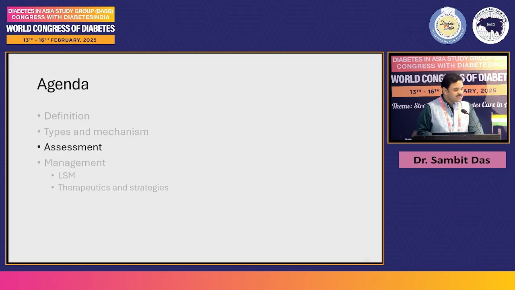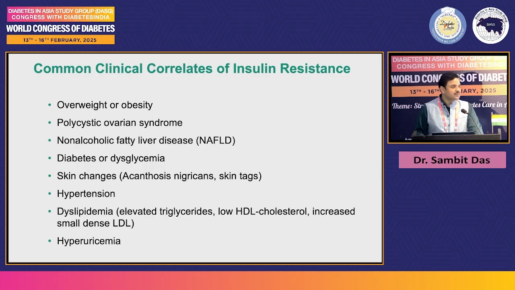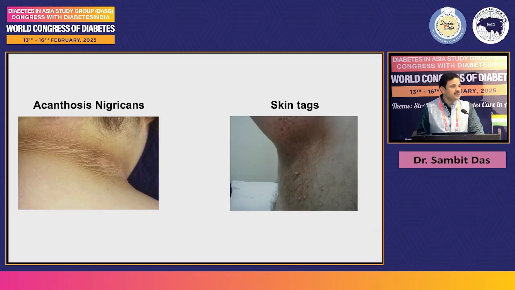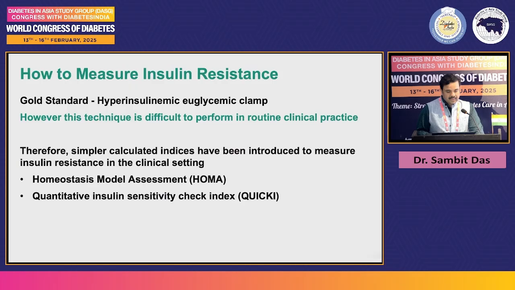Now coming to the assessment part, we have to see the common clinical symptoms or signs associated with insulin resistance like obesity, PCOS or NAFLD, and there are some signs which are very typical of insulin resistance. Those are acanthosis nigricans and skin tags, which we all come across very frequently. But clinically, or objectively, how can we define insulin resistance?